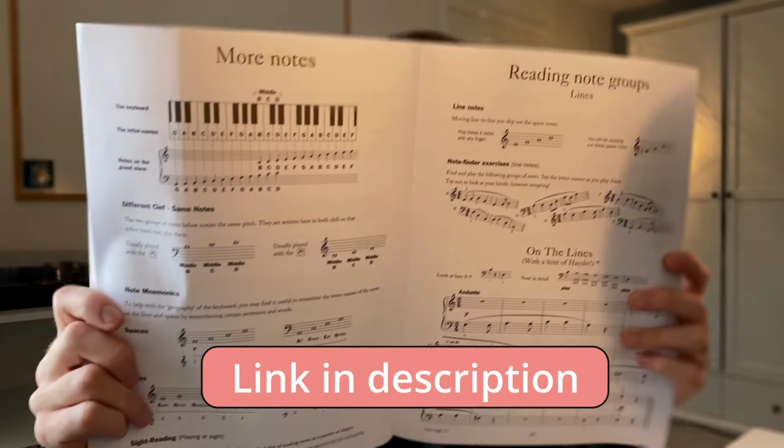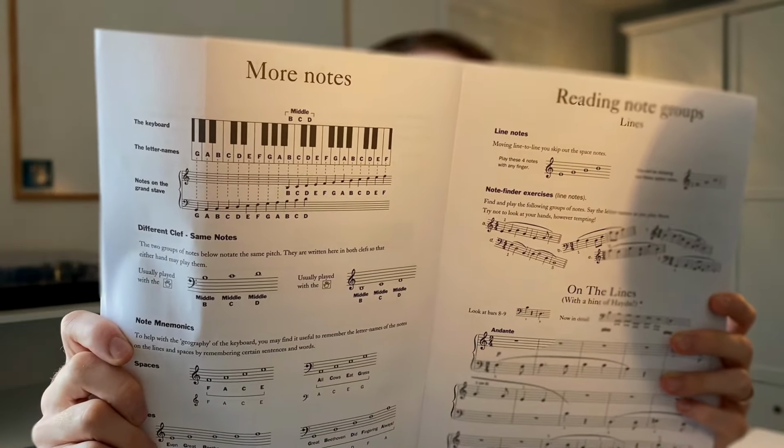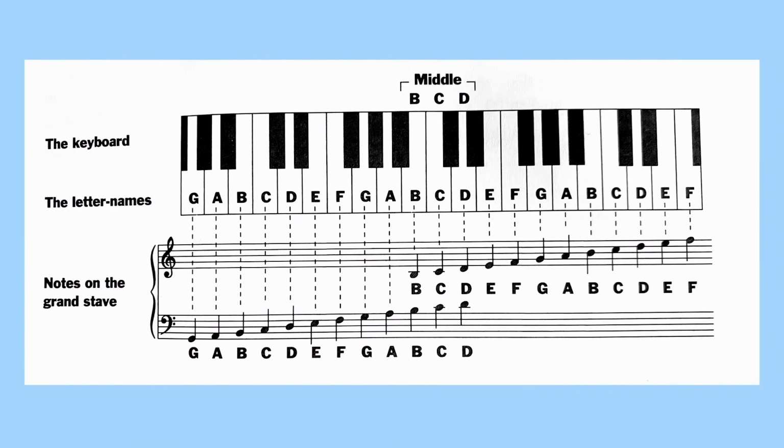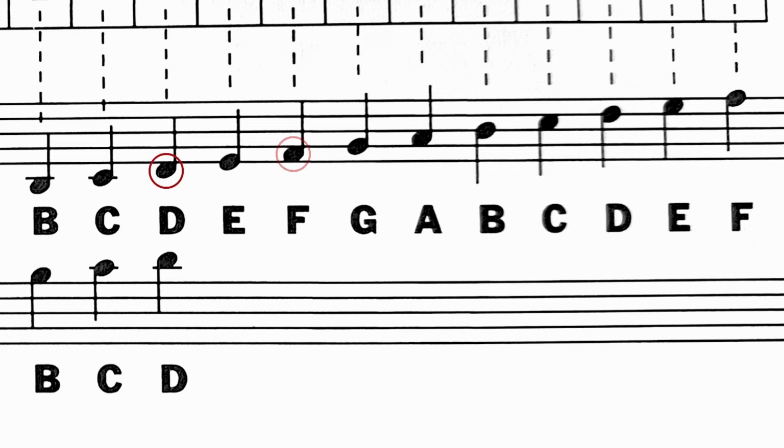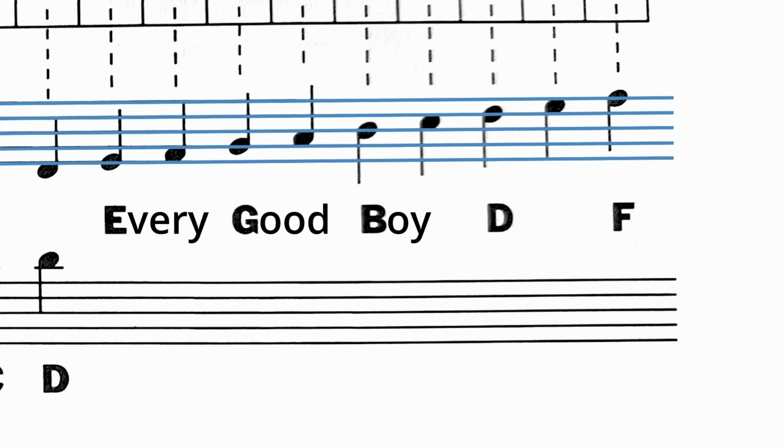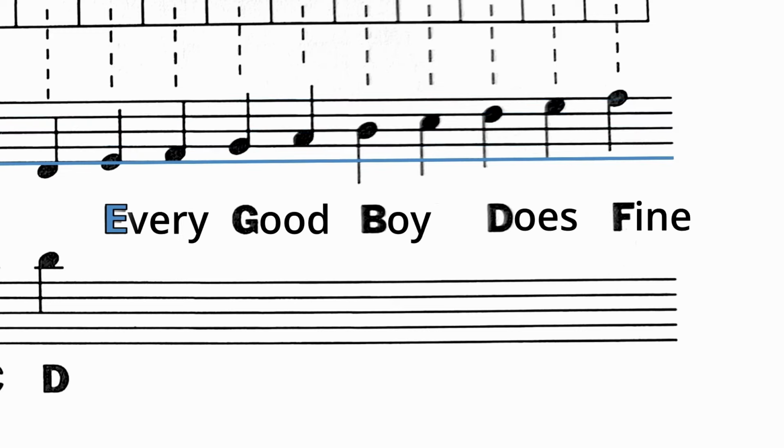If we open this book, you can see that there's a nice little diagram that shows us which notes the lines and spaces represent. In the spaces, the notes are F, A, C, E, and on the lines it's E, G, B, D, F. There are many different ways that we can learn these lines and spaces. For example, to remember the notes represented by the lines, we can use the Every Good Boy Does Fine method, which is E, G, B, D, F.